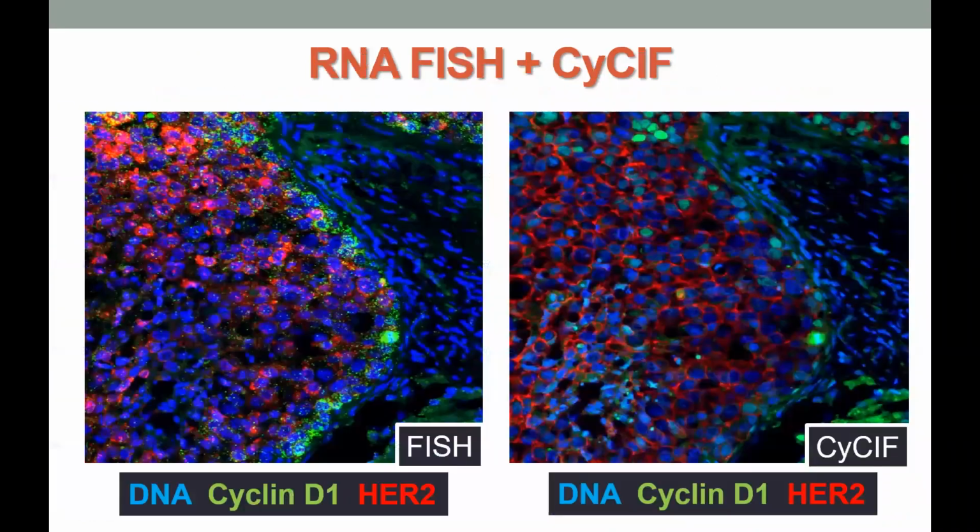But there is also another way you can use this. Since it's immunofluorescence based, you can combine it with other methods that are also fluorescence based. For example, here you can do an RNA FISH first, on the left-hand side you see here, then on the right you do a subsequent cyclic immunofluorescence, sorry about that.